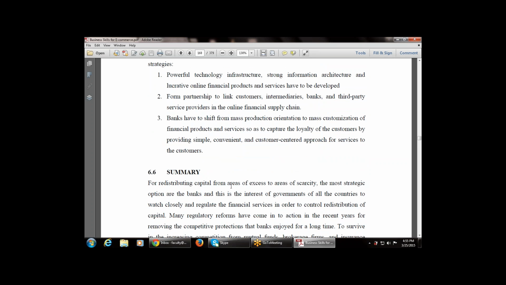For redistributing capital from areas of excess to areas of scarcity, the most strategic option is the banks, and it is in the interest of the governments of all countries to watch closely and regulate the financial services in order to control the redistribution of capital. Many regulatory reforms have come into action in recent years, removing the competitive protection that banks enjoyed for a long time. This is a summary of what we have covered: e-commerce and the banking industry, that is, how e-commerce is related to the banking industry.